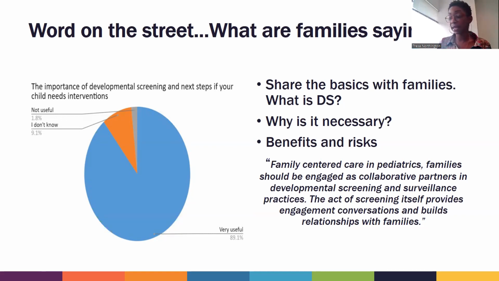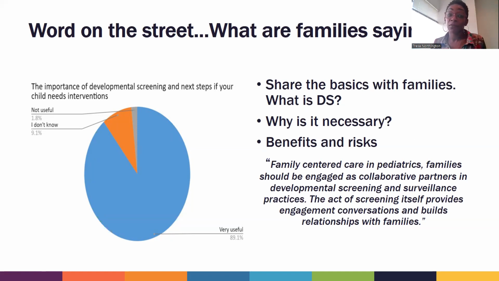We can educate and engage families in the developmental screening process by sharing the basics with them, telling them what the actual definition of developmental screening is, why it's necessary, and the benefits and risks. Because when we have family-centered care in pediatrics, families should be engaged as collaborative partners in developmental screening and surveillance practices. The act of screening itself provides engagement, conversations, and builds relationships with those families.